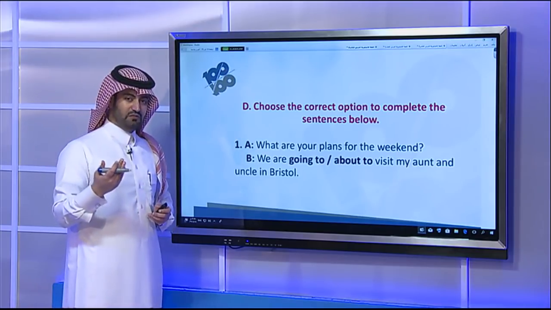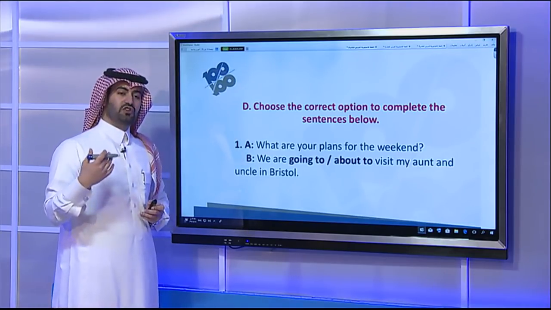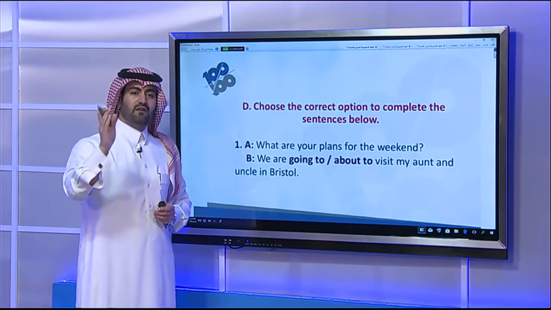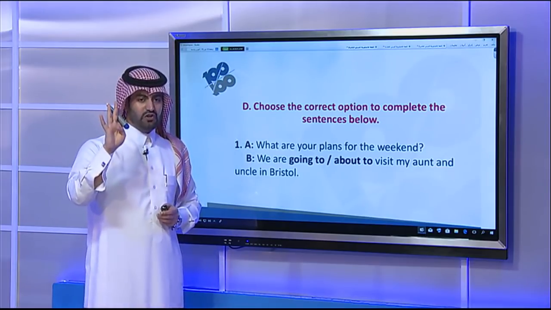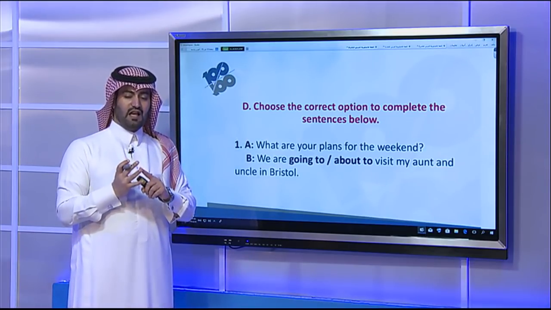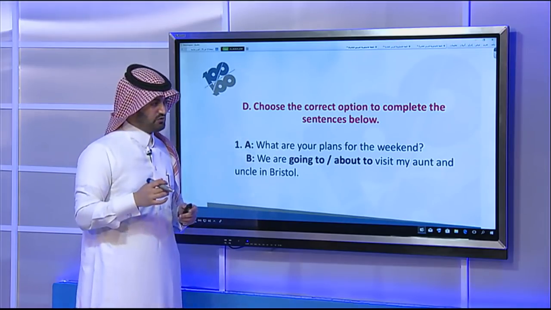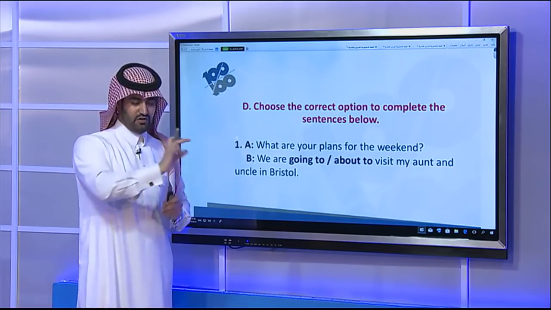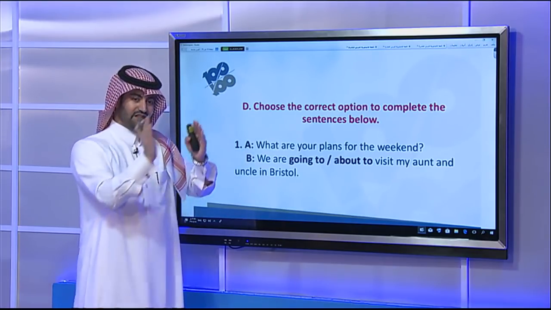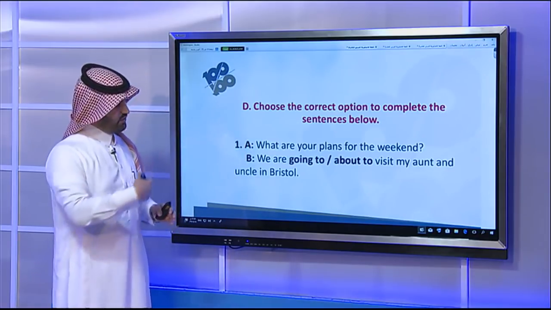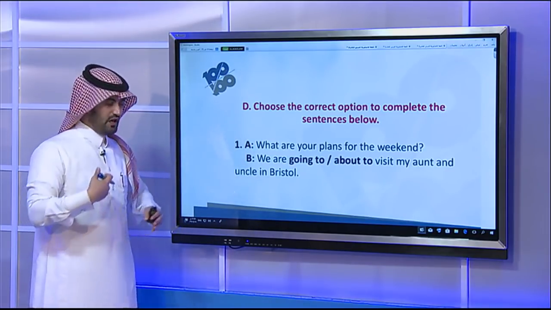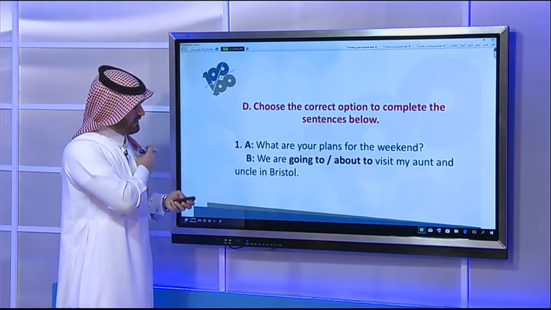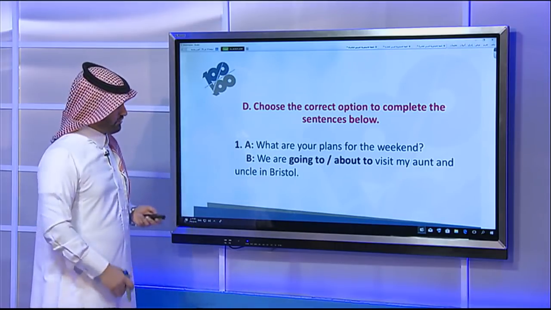Also, in Traveler 5 we have the future perfect progressive. What is the future perfect progressive? Will have been plus ing. Four words in this verb. Will plus have plus been plus the verb ing, when you emphasize the duration of an action in progress at a specific point in the future. Now we are going to answer this exercise and explain why we chose each answer one by one, whether it is future will or future progressive, etc.